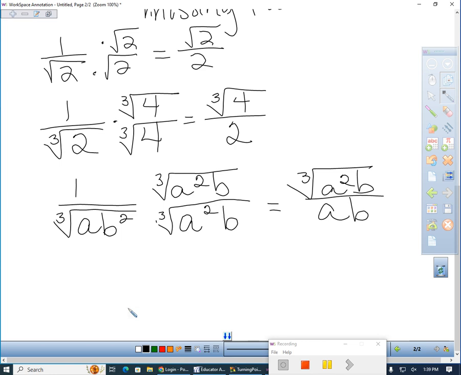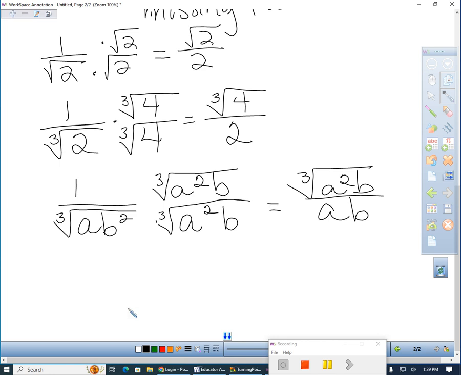Okay, so what if that was a 4th root on the bottom? How many would I have to have of everything? We'd have to have a total of 4 of each thing, right? So we understand that's how the rationalizing works, correct? Yes? If we don't, then I want to explain it a different way. We're okay with that? Okay.